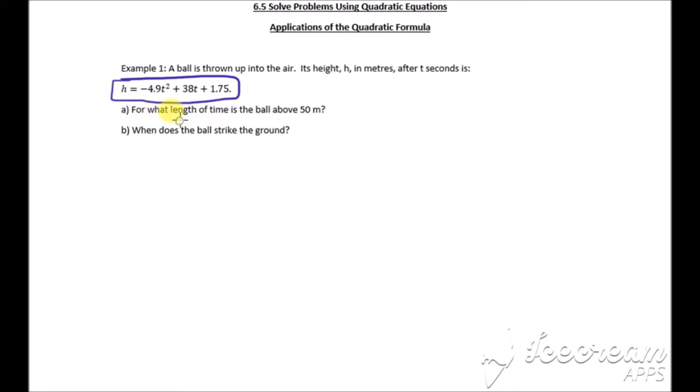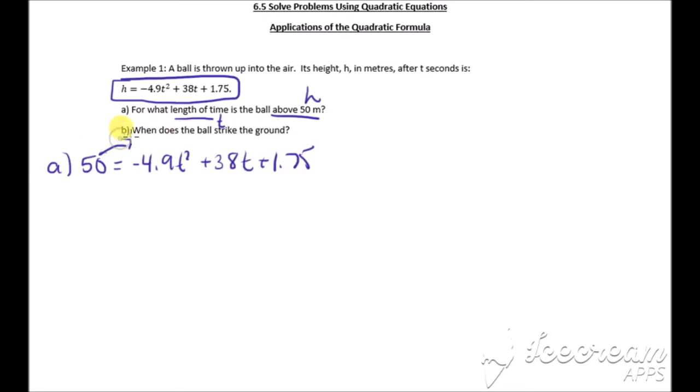Okay, so length of time, we're looking for the t, and then we're given h. So let's go ahead for number 1, and let's sub in 50 for h, and we'll just write out negative 4.9 t squared plus 38t plus 1.75. Okay, so we can't solve like this. We have to bring the 50 over and equate this to 0. Okay, so we get negative 4.9 t squared plus 38t, and then we get 1.75 minus 50, we get negative 48.25.